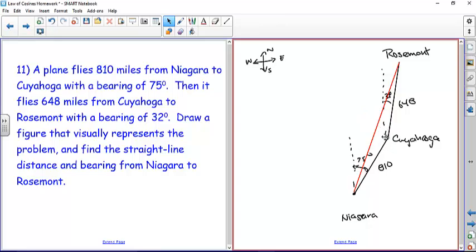So to use the law of cosines, we'd actually have to know this angle. So the question is, is this angle somehow related to these two particular angles? Let's think about that. So if I were to just draw this line out, from vertical to here, this angle is 75 degrees. And this angle is 32 degrees. So what does that tell us about anything?